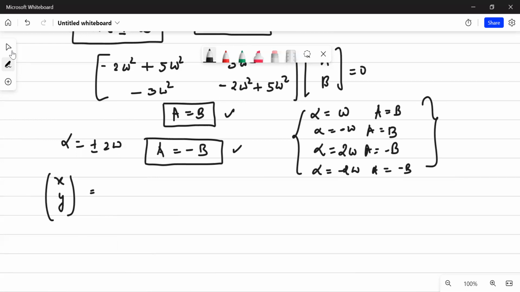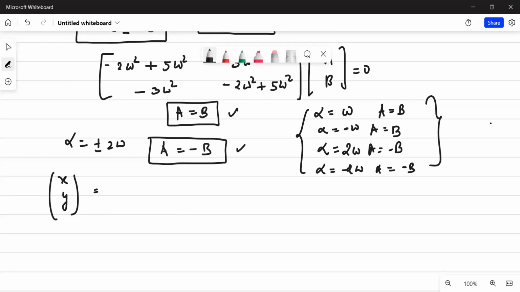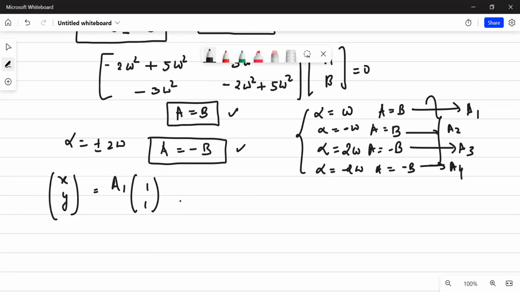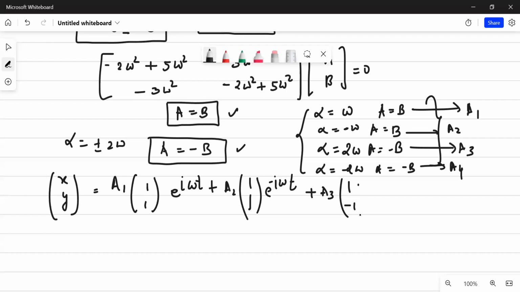You have these a and b's. Once you know that your a and b's are there, what you can do is take a equal to b equal to some constant. Let us take this as some constant, let's say a1, and let us take this as a constant, let's say a2, and let us take this as a3, and let us take this as a4. So I'll write a1 times (1, 1) e to the power iota omega t plus a2, this is also solution, (1, 1) e to the power minus iota omega t. Then a3 is (1, minus 1) e to the power iota 2 omega t, and then you have a4, that is (1, minus 1) e to the power minus iota 2 omega t. So this is your solution for x and y. Is that clear?